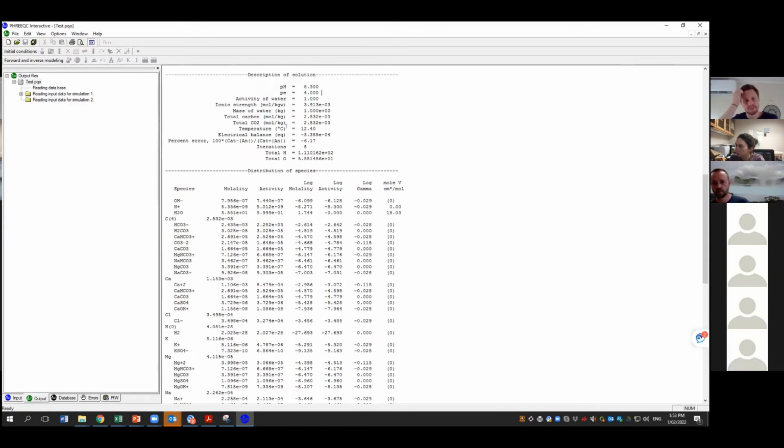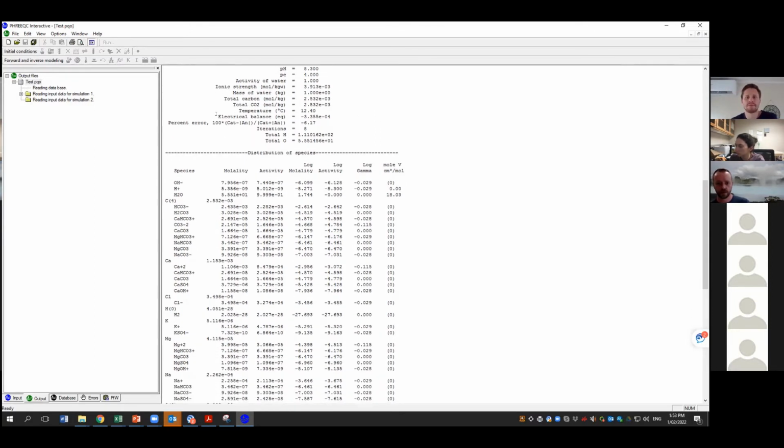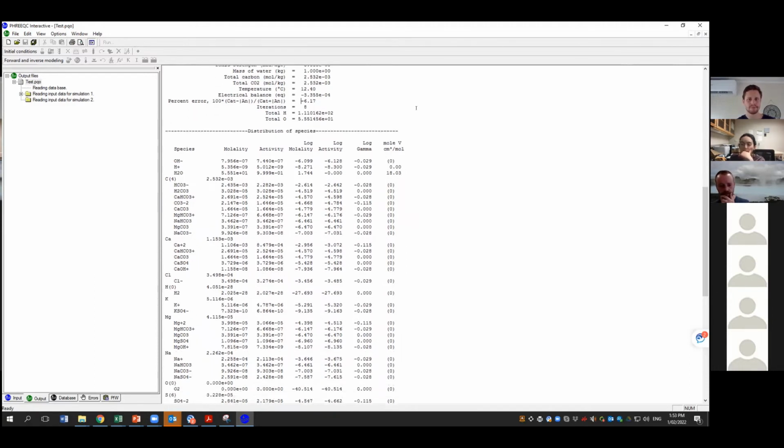Then it goes on and calculates a whole bunch of other properties. An essential one to look at here is electrical balance and the percentage error. And you see here that it's telling us that it's slightly out of balance. So as a percentage, my analytical chemistry is not bad, could be better. So -6%. And so that tells us that it's out of balance, and indeed there are more anions than cations present. And that's not correct. In the real world, there's actually equal amounts. Okay, so that's something to bear in mind.